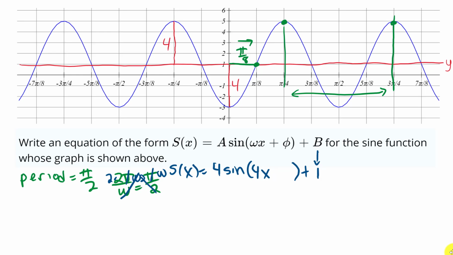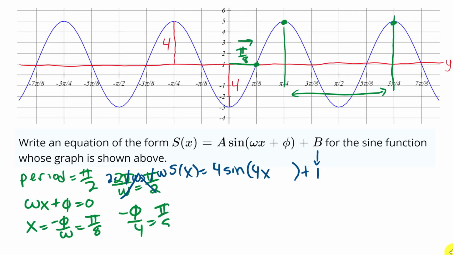And so now I'm going to take the phase shift, which is found by taking the stuff in the parentheses, omega x plus phi, equal to 0, and solving that for x. If I solve that for x, I have minus phi over omega, and that equals the phase shift, and we just saw that the phase shift was pi over 8. Now I know omega, I just found it, and it was 4, so I'm going to put that in. So I have negative phi over 4 equals pi over 8.